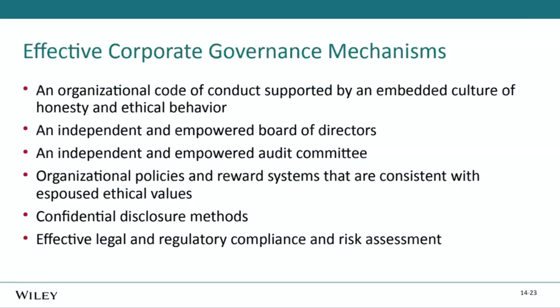That's my job. I should have organizational policies and a reward system that are consistent with the espoused ethical values. It shouldn't be, we give bonuses to people who bring in the most money, and we don't care how you do it. That's what happened at Enron. Not only did they give bonuses to people, they would fire people who didn't make enough money for the company, because they were complying with ethical standards. No, that's not good. Again, you should have confidential disclosure methods and mechanisms in place, and have effective legal and regulatory compliance and risk assessment in place.